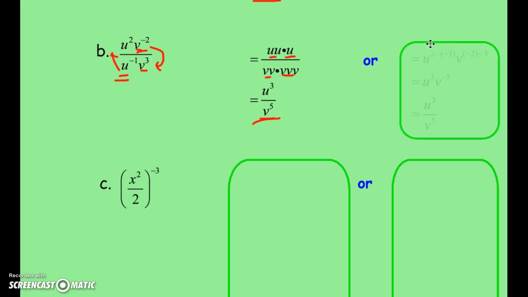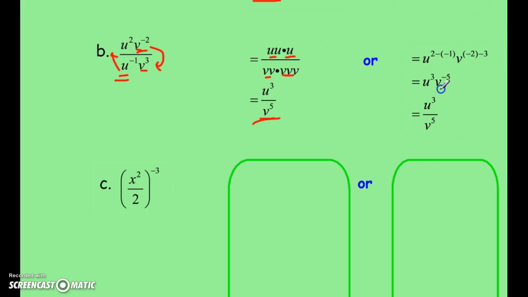Now, if I want to use my properties, it is a little bit more complicated, especially if you're not very strong with your negatives, but we can apply those rules, that quotient rule, which says the top, so u, 2 minus negative 1, which 2 minus negative 1 is 3, and then v, negative 2 minus 3 is negative 5.